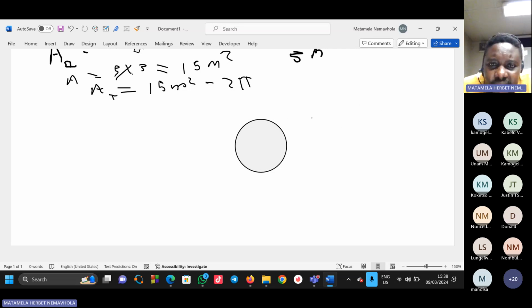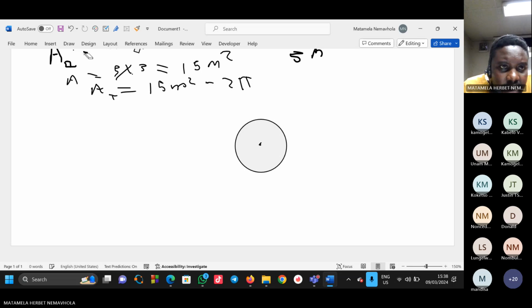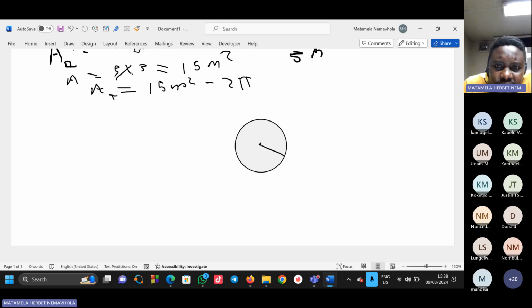So in a circle, there is the middle of the circle. We call it the center of the circle. If I draw a line from the center of the circle to the edge, let's say I draw the line like that, that line we call the radius. This is the line that we call R. It's the radius.